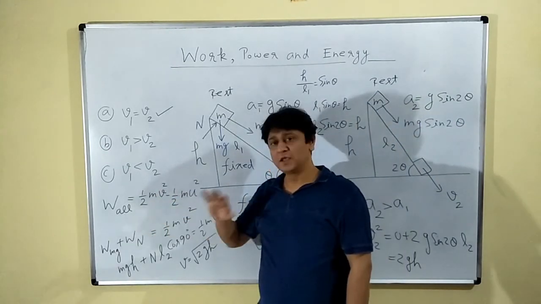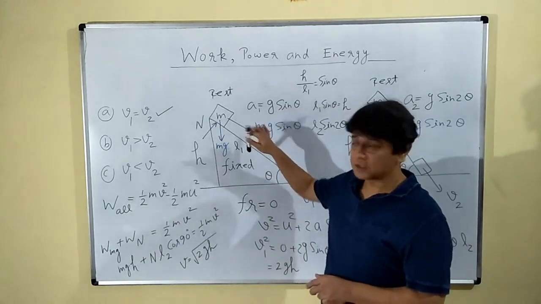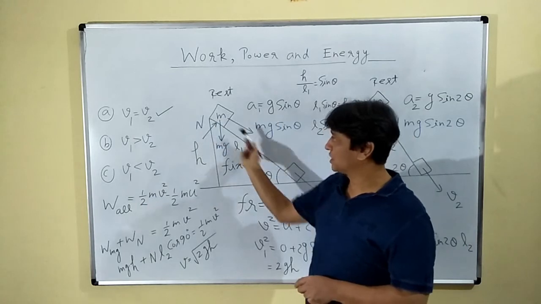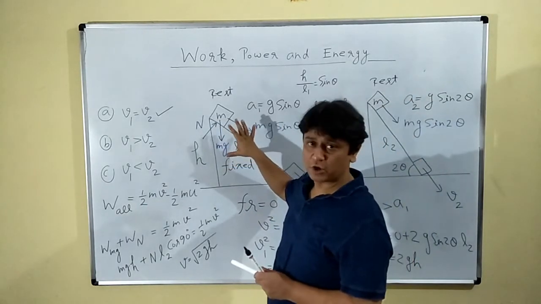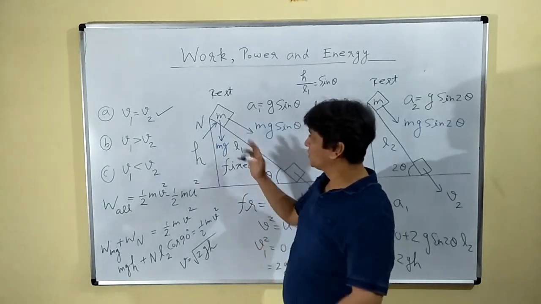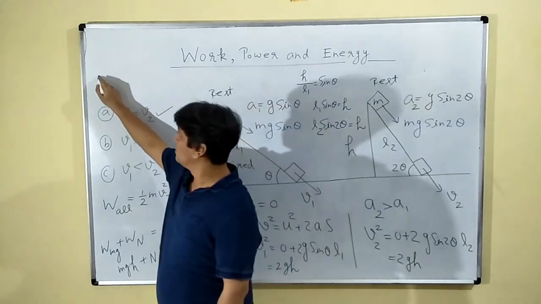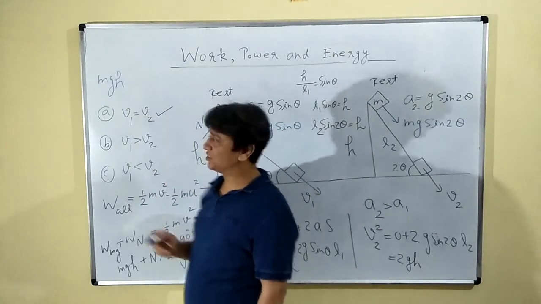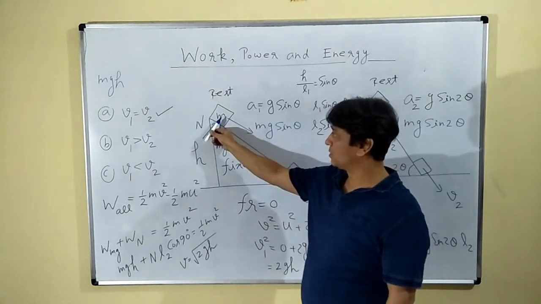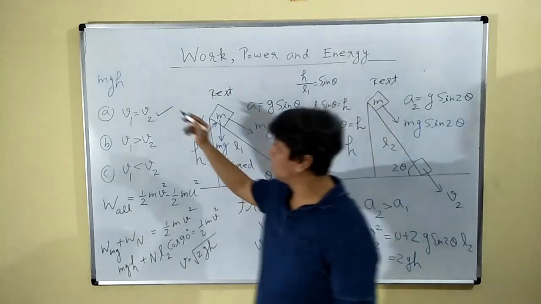यूज करेंगे. कितना फास्ट है नॉर्मल रिएक्शन इन दिस सेटअप? In this setup you can see नॉर्मल रिएक्शन का वर्क कितना है? 0. तो क्वेश्चन कितना फास्ट करना चाहिए था? इस क्वेश्चन को कितना फास्ट करना चाहिए था आपको? कितने फोर्सेस हैं? mg एंड N. mg का वर्क क्या होगा? mg multiplied by displacement in the direction of mg, which is h. What is the other force? Normal reaction. Displacement से किस एंगल पर है? 90. कितना वर्क होगा? कुछ नहीं.